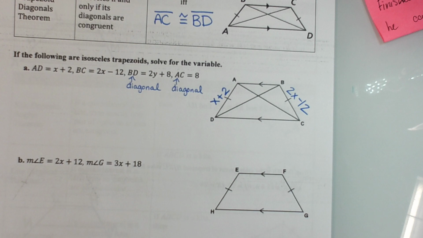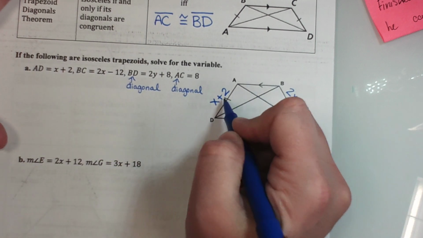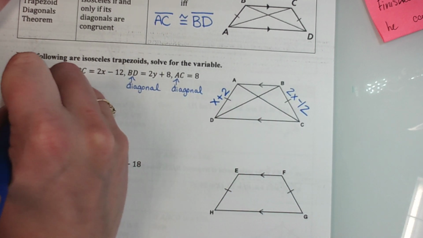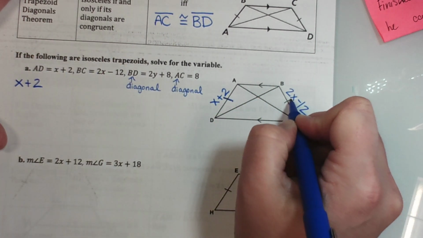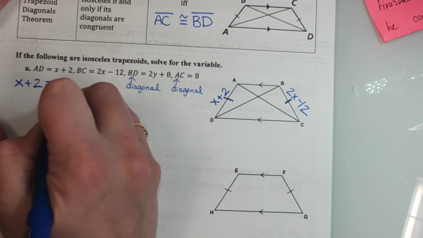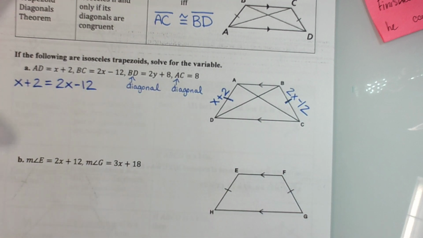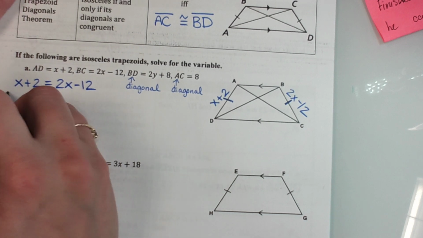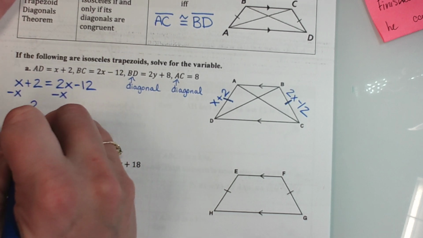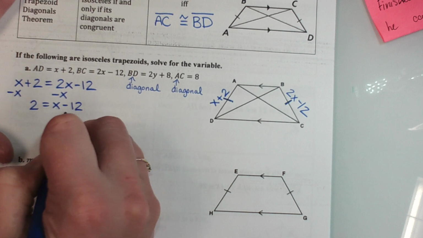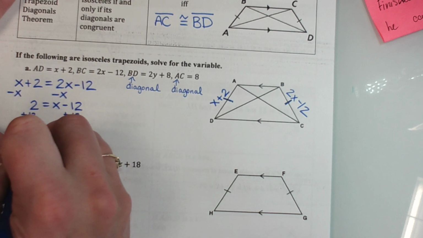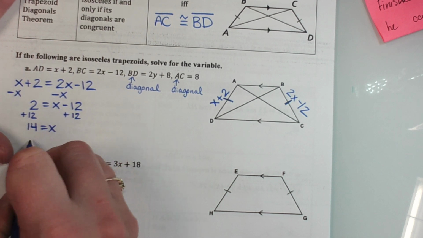In an isosceles trapezoid, we're working with legs, we're working with diagonals. What do we know about the legs in an isosceles trapezoid? They're congruent, and congruent means they are equal. Those two are congruent. And I can tell that by just the markings on the picture. x plus 2 equals 2x minus 12. And we can solve for x. 2 equals x minus 12. Add the 12. 14 is equal to x. In other words, x is equal to 14.